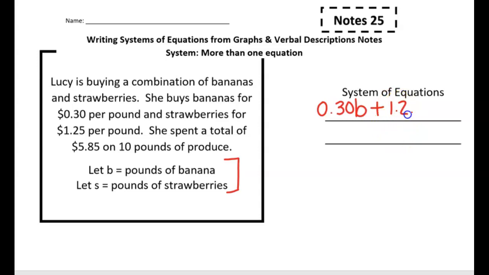And do you know why I put a plus sign in there? Because she's buying both of them. And what letter did I say? My S's look a lot like fives. Okay. And this is money, and this is money, and so how much total money did she spend?